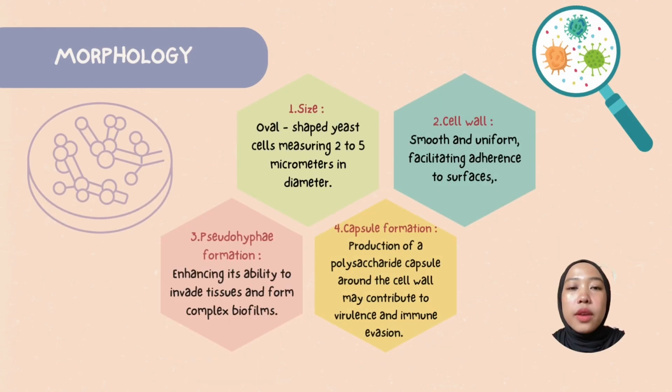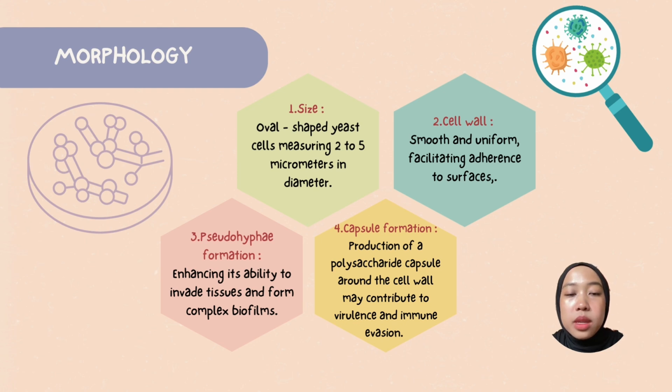For the morphology, Candida auris is oval-shaped yeast cells measuring 2 to 5 micrometers in diameter. It has a smooth and uniform cell wall that facilitates adherence to surfaces, meaning that the structure and composition of the cell wall support its ability to attach firmly to various surfaces, which is essential for its persistence and pathogenicity in clinical settings. Under certain conditions, Candida auris can develop pseudohyphae, enhancing its ability to invade tissues and form complex biofilms.